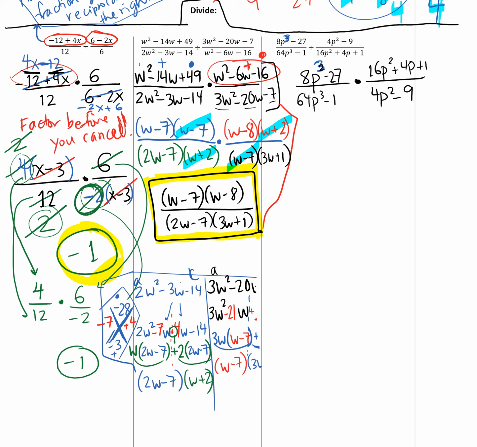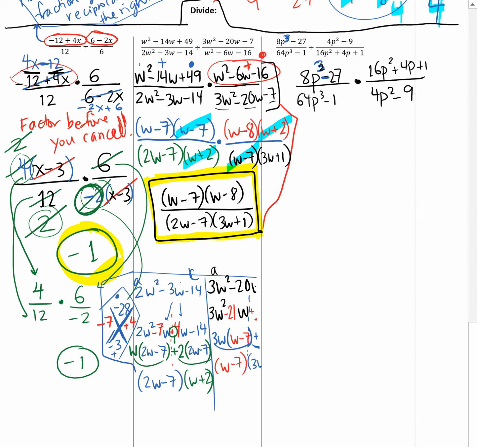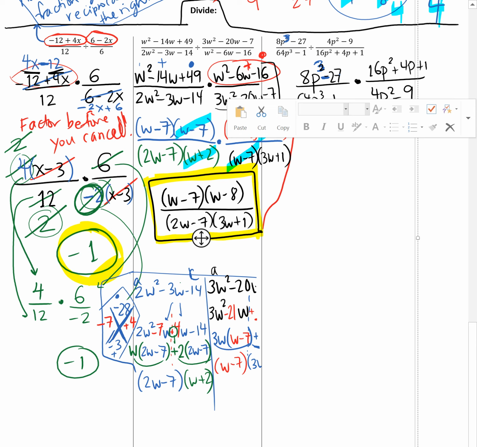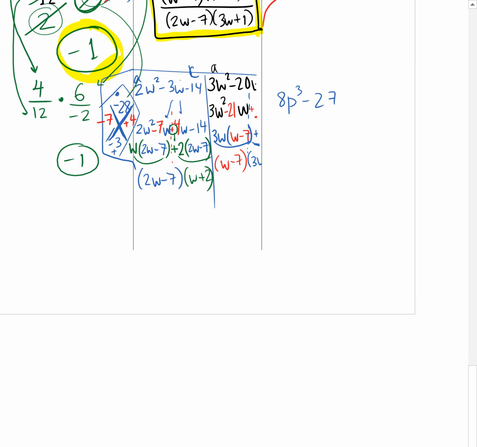So it's either a sum of cubes or a difference of cubes. But I can narrow it down because there's a minus sign in between. It's got to be difference of cubes. Sum of cubes only works if you have a plus. So it might be worth rewriting this guy downstairs and trying to work it out. It's 8p cubed minus 27. So this is, like we said, difference of cubes.